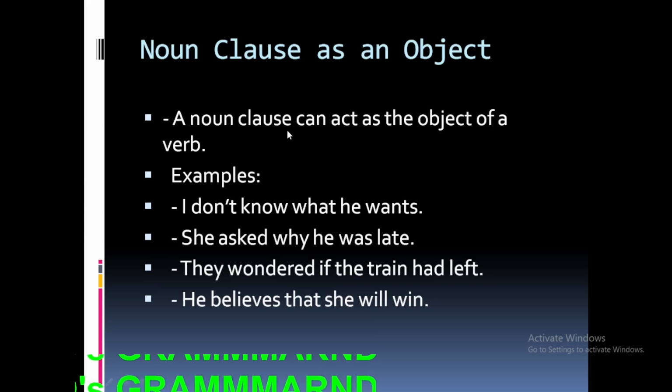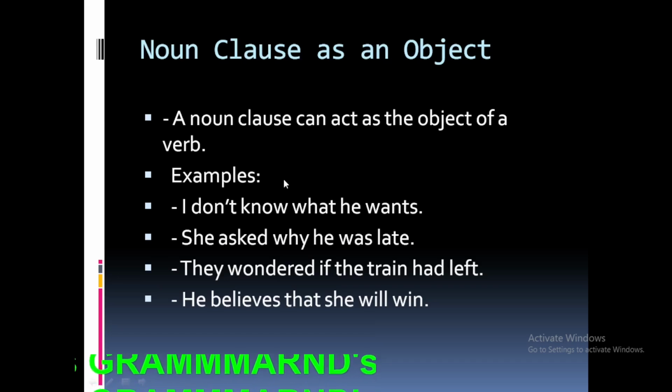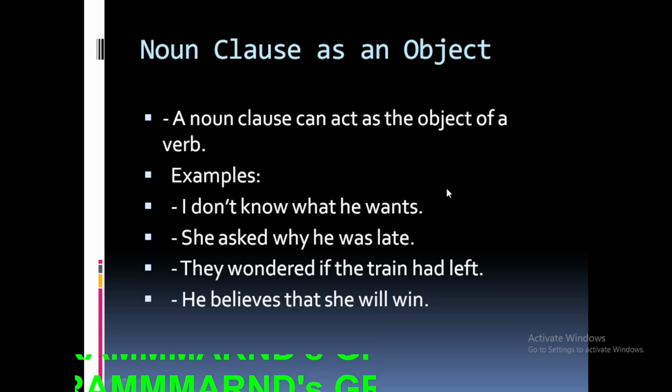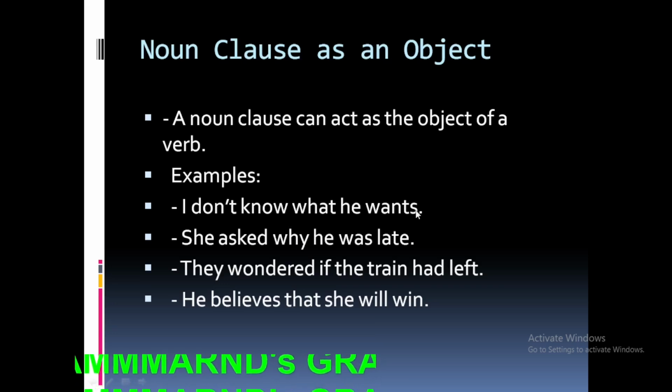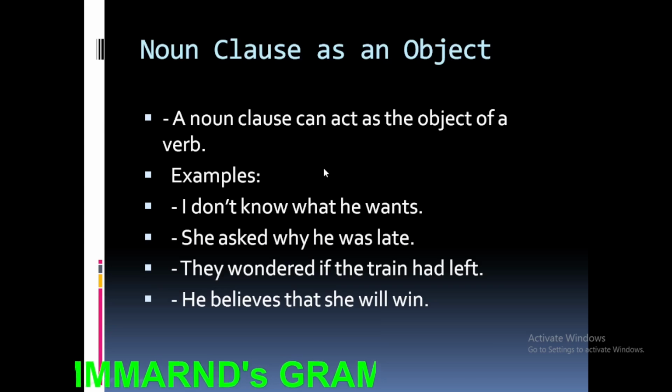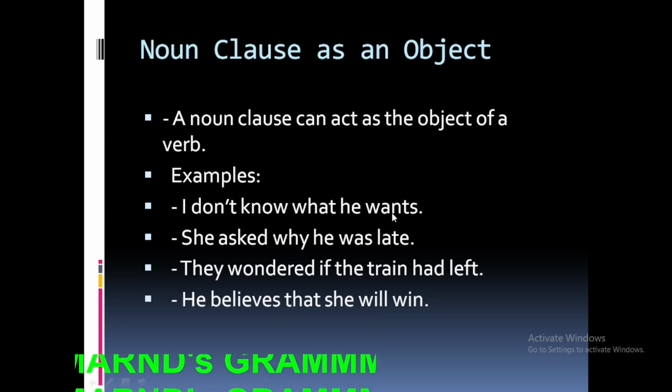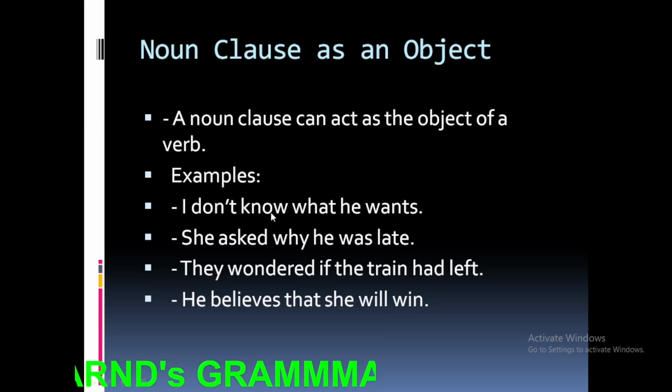If you ask a question to the verb of the main clause, know what? The answer is what he wants. So the answer to any verb is an object. So what he wants is placed in the place of an object, so it is the object of the verb know.